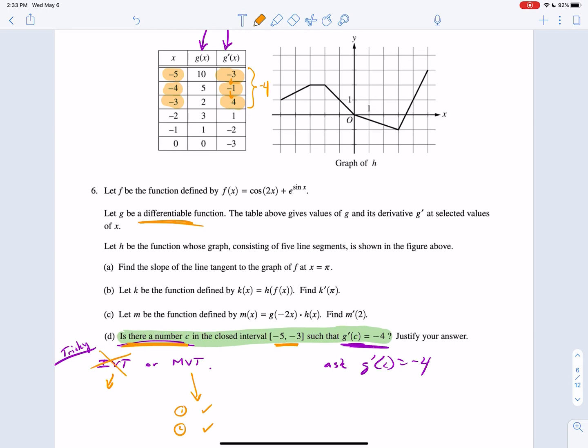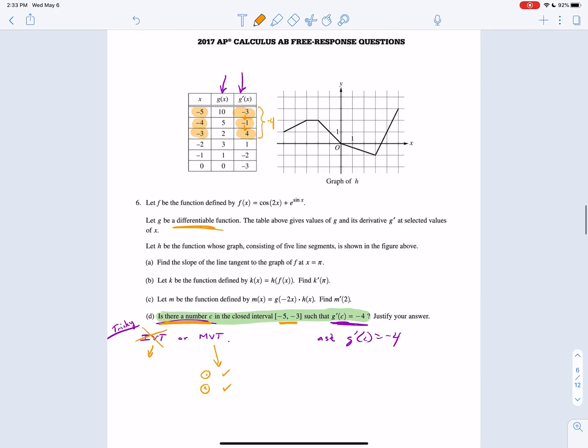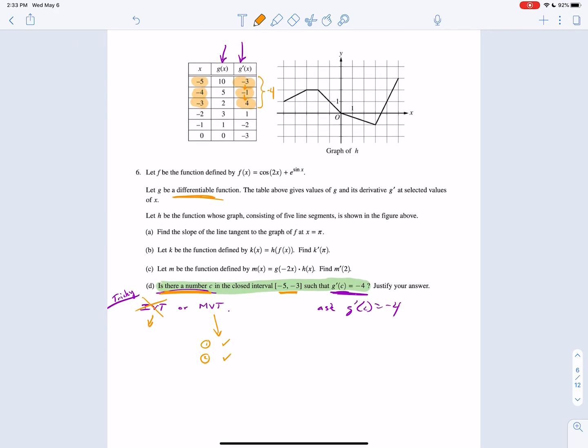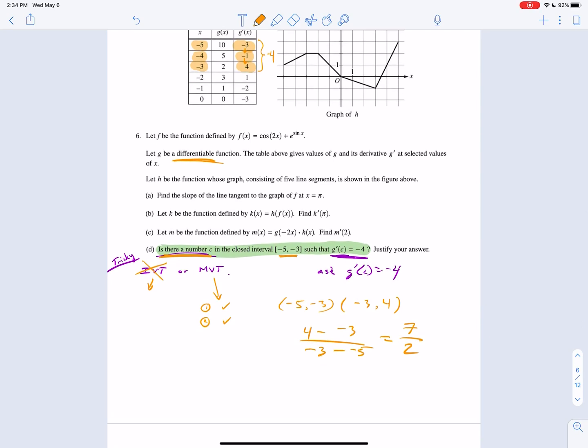Sorry, brain fart. Okay, so we want to see if it's continuous and differentiable, and it is. But then now we have to check for the average rate of change. So from -5 to -3, let's take a look at my points here. -5, -3, -3, comma 4. Okay. 4 minus -3 all over -3 minus -5. That comes out to 7 over 2. Okay, that doesn't work. So let me try another 2 set of points.